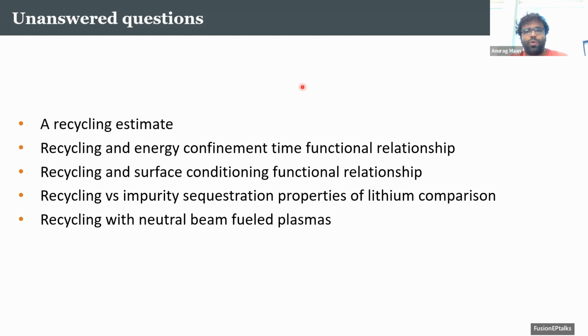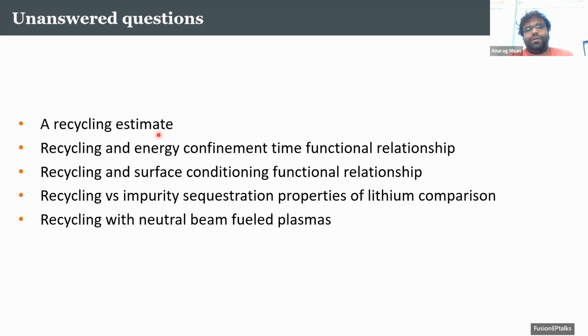So, what do I need to do with this? There are a bunch of unanswered questions here. One is I've given you this entire story of performance improvement and recycling reduction without giving you a recycling estimate, and that really is a big open question. What is that number? Our hope is that with the new Lyman alpha array, an estimate of edge density and temperature using the Langmuir probe, and some interpretive modeling using a neutral particle modeling code like DEGAS2, we can come up with an estimate.